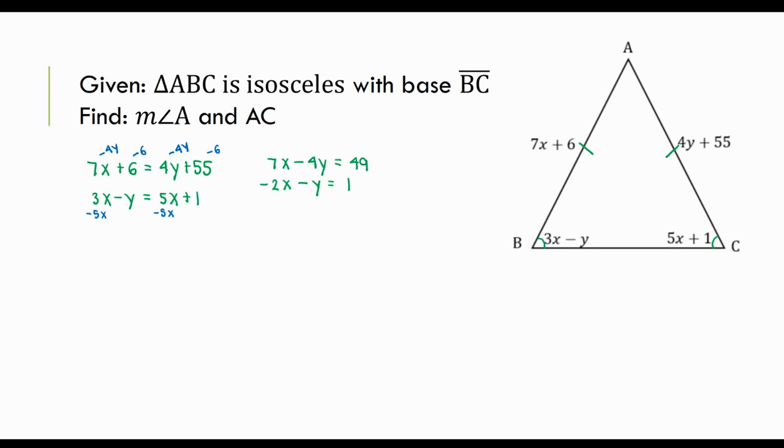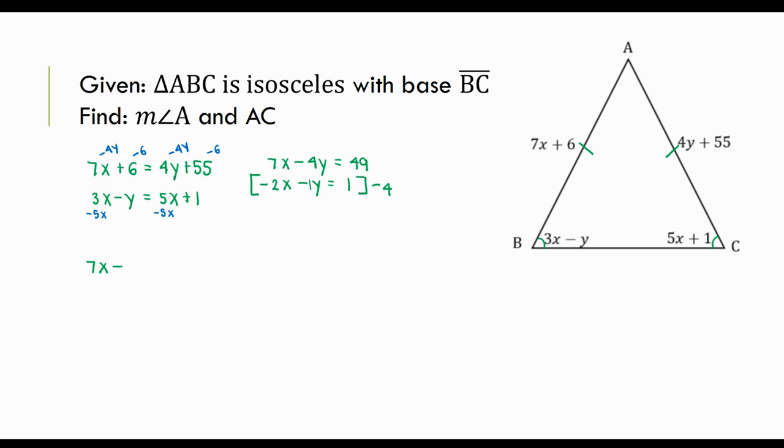All right, so I have my format set up, but now I have to look to see, can I eliminate anything? Well, 7 and negative 2 are not going to make those x's eliminate. Negative 4 and negative 1, same idea. They're not going to eliminate to 0. However, I can take that bottom equation and very easily turn that negative 1 into a positive 4, so then I can get rid of the y's. I'm going to multiply the entire bottom equation by negative 4.